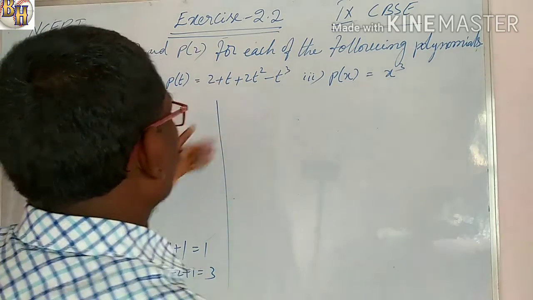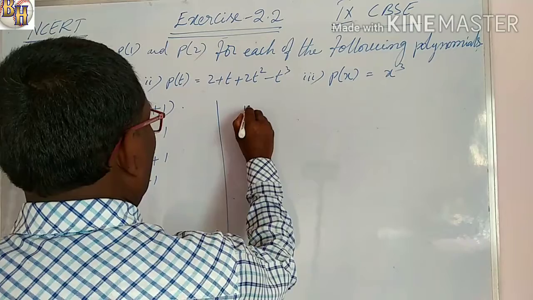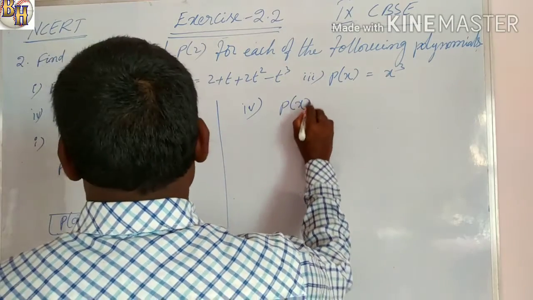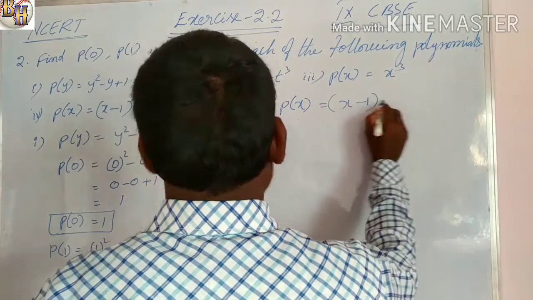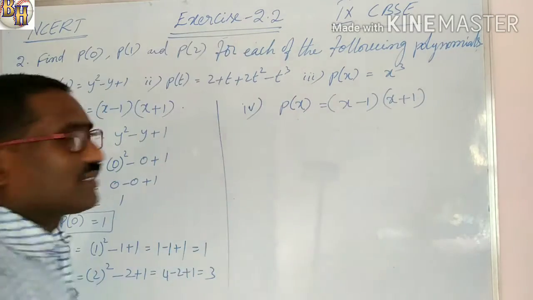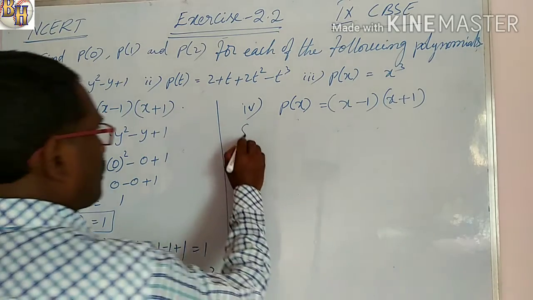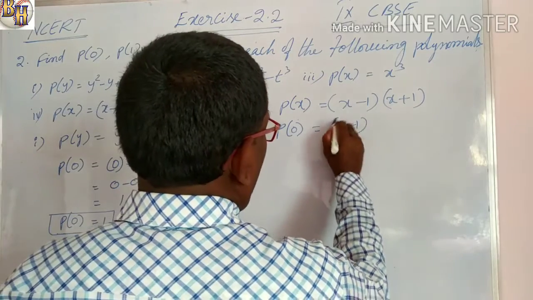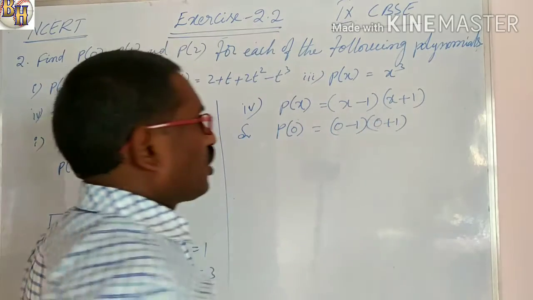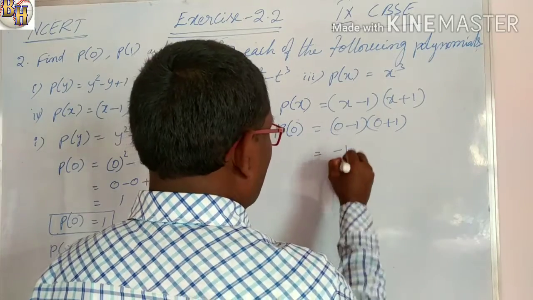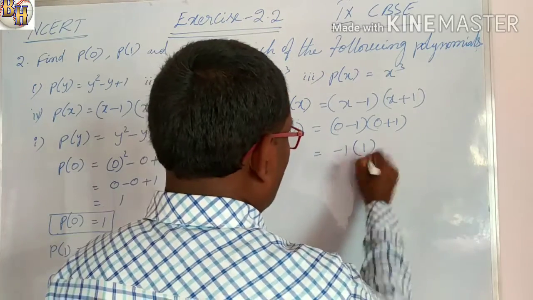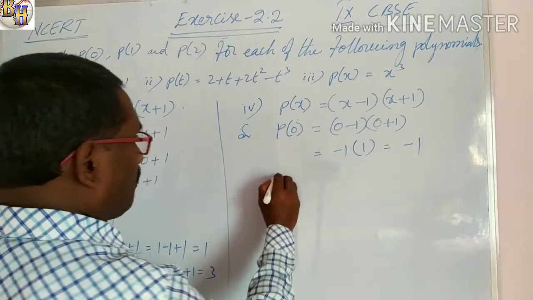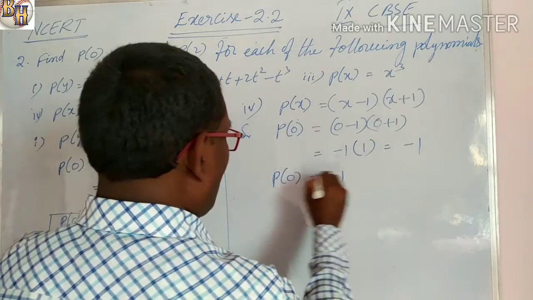Next, fourth question I will tell. What is the fourth question? See. P of x is equal to x minus 1 into x plus 1. Substitute here, same procedure. P of 0 is 0 minus 1 into 0 plus 1. 0 minus 1 how much? Minus 1. 0 plus 1 how much? Plus 1 only. Minus 1 into 1 is equal to how much? Minus 1. So P of 0 is equal to minus 1.